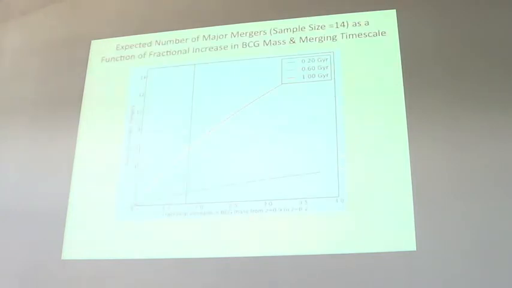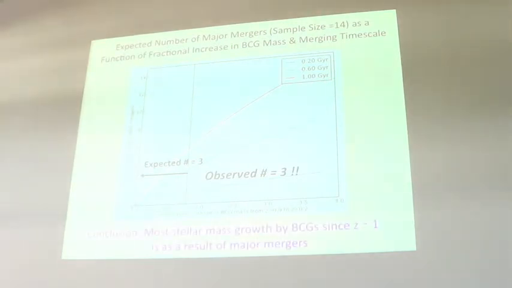This plot shows the number of major mergers you would expect as a function of the fractional increase in the BCG mass and the merging timescale. So red is 1 gigayear, green is 0.6, blue is 0.2. So we have a sample of, in this case, 14. We expect 3. And how many do we observe? We observe 3. Now this is too good to be true, okay? But our conclusion from this is that most stellar mass growth by BCGs since redshift 1 is as a result of major mergers.